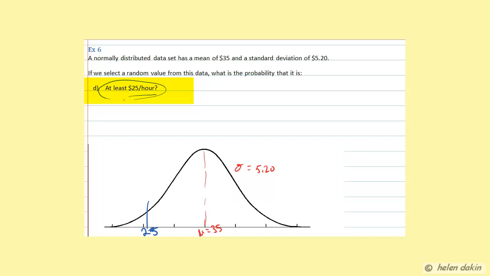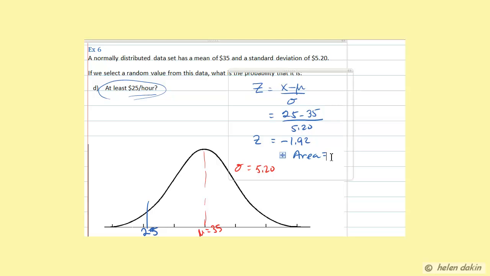Well, first of all, let's calculate what the z value is. So that z value is going to be x minus the mean over the standard deviation. I like to write down the formulas every time I use it. It helps to internalize it. So that x value is going to be 25, and I'm going to subtract the mean, which is 35, and I divide that by the standard deviation, which is 5.20. And so that gives me negative $10 divided by 5.2. The z value works out to be negative 1.92.